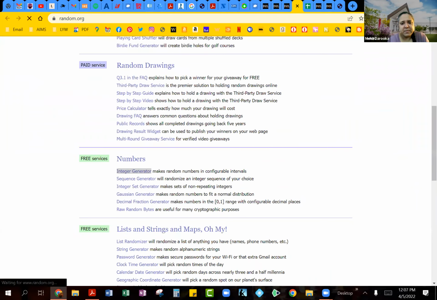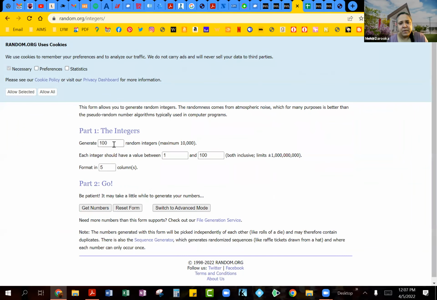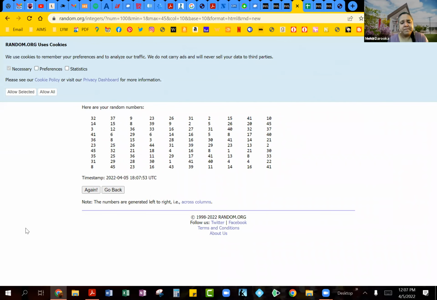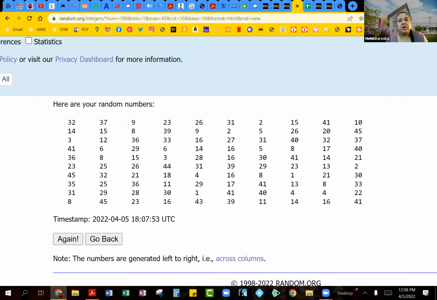Or like I said, if you want to fasten up the process, go to the random number generator. We do want to generate 100 numbers between 1 and 45. You can do this in a column of 10 if you like. Get your numbers. Okay, so you can take the first one to come up with your random ages over here. Remember, these are not the ages, guys, these are the positions. So the age which is in the position of 32.